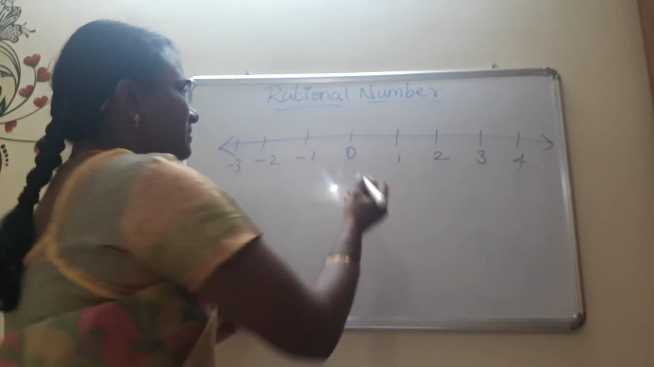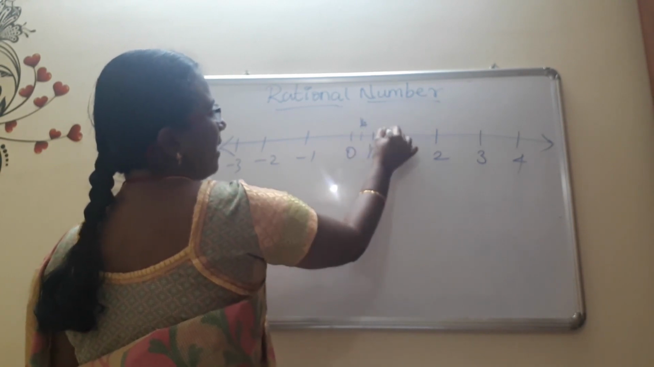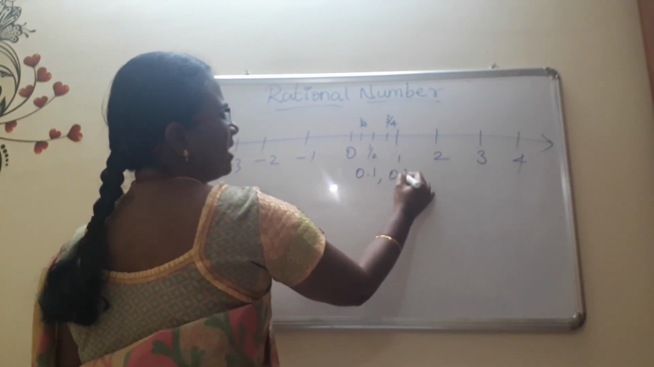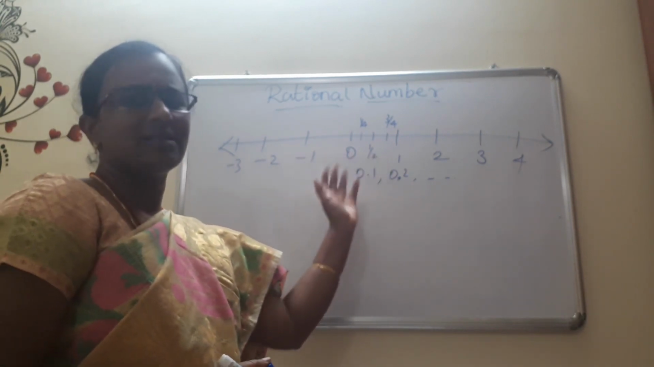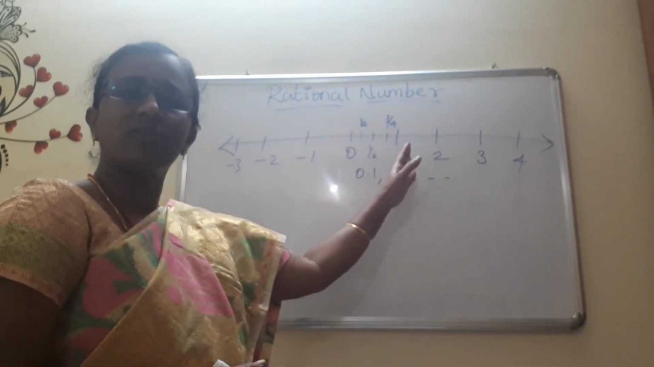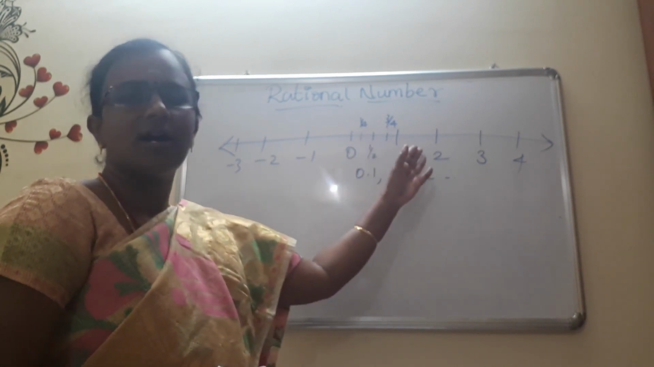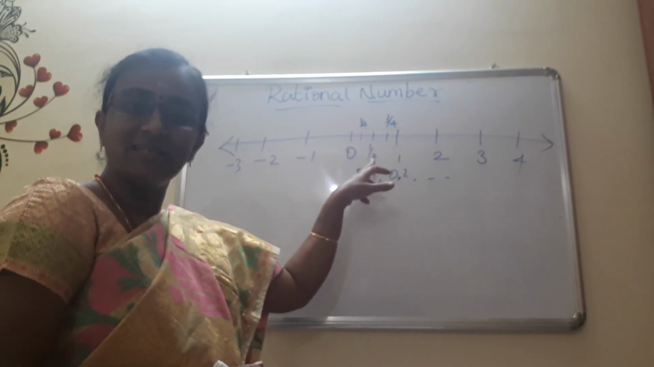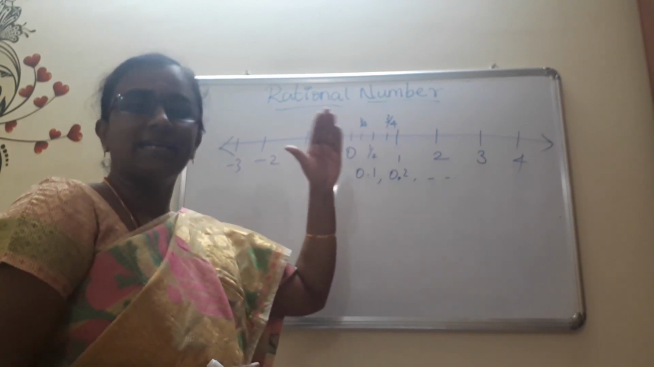Someone says, Miss, between 0 and 1 there is 1 by 4, 1 by 2 and 3 by 4. Someone else says, no Miss, 0.1, 0.2, etc. We know this. In between 0 and 1, 0.1, 0.2 are decimal numbers, as well as 1 by 4, 1 by 2, 3 by 4. These are called fractional numbers, isn't it? 1 by 4, quarter, half or 3 by 4. So, between every two integers, there are non-integer numbers known as fractions or decimals.